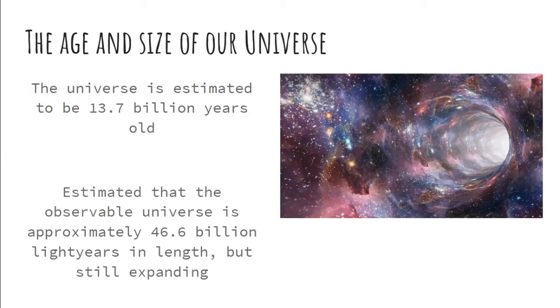So let's talk about the age and size of our universe. Our universe is estimated to be about 13.7 billion years old, which is almost 14 billion years old. And it's estimated that the known universe is approximately 46.6 billion light years in length right now, but it's still expanding. Light years, if you don't know, is just the distance light can travel in 1 year.